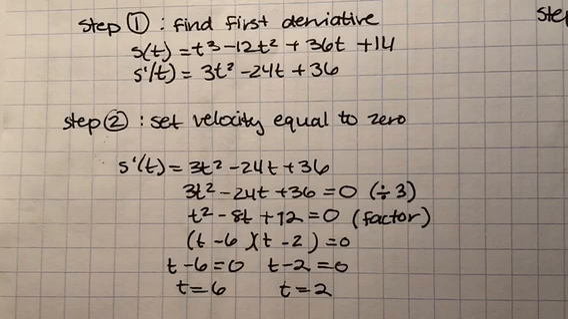Step 2 is set the velocity equal to 0, so you have that first derivative, which is the velocity.